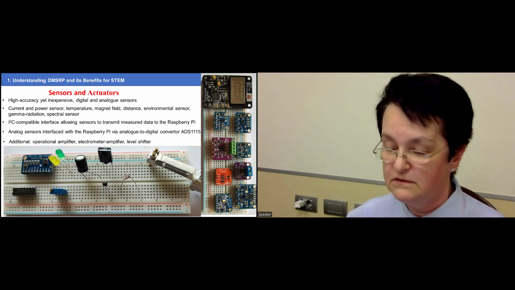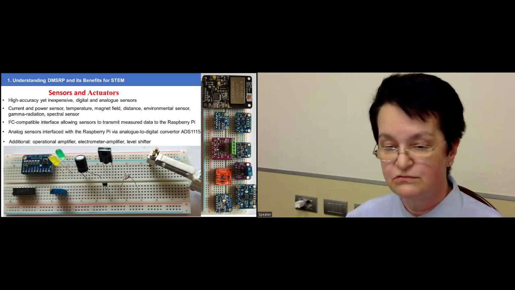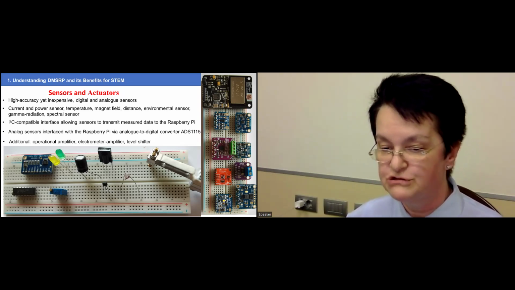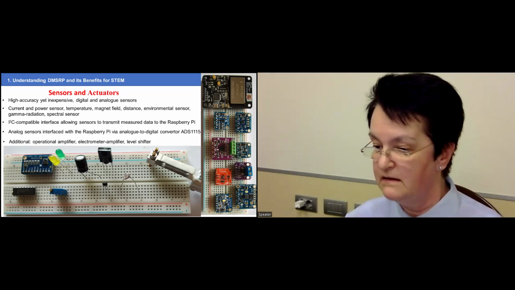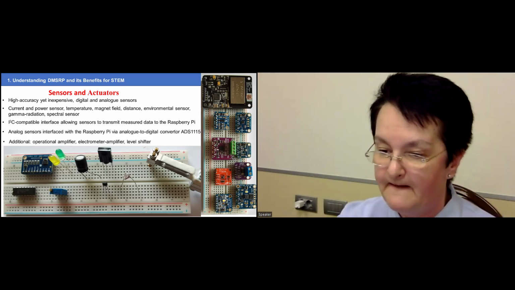So for the case where the signal to measure is too low, we can integrate operational amplifiers into the system to boost the voltage to the necessary range so the conversion can begin.